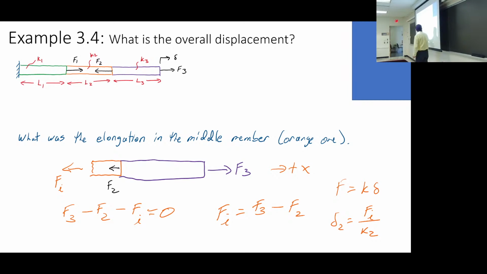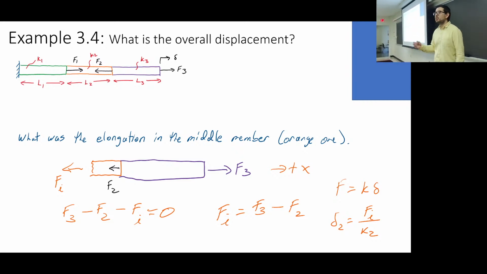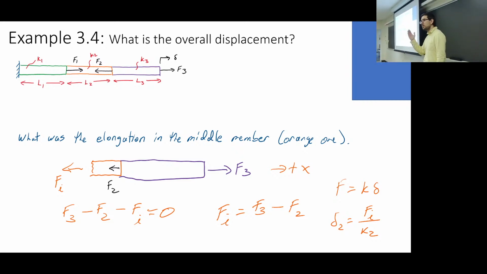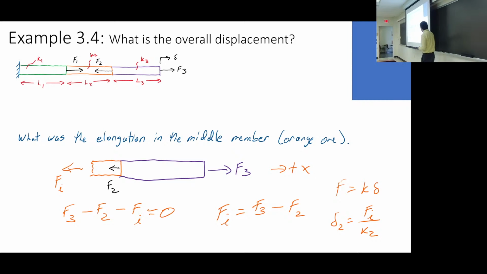Okay. So we have F3 right here on the right, and we have F2 here, and we slice. We're interested in the internal force of the orange member. Once I know that internal force, right, it's constant across the span of that member, then we can say, okay, if I know the internal force, that's what it's experiencing.